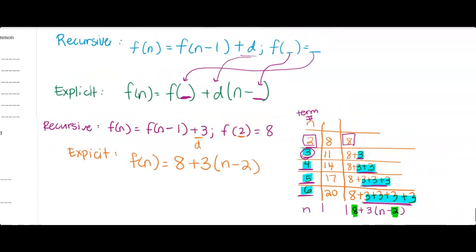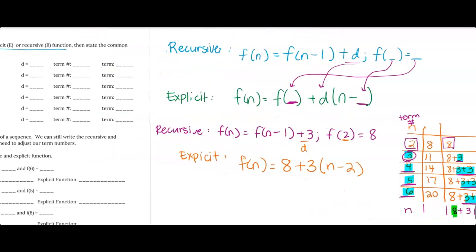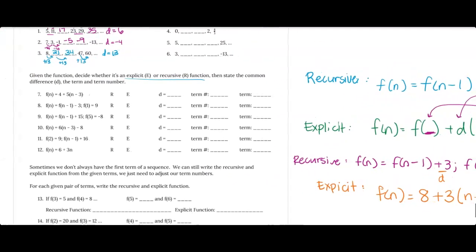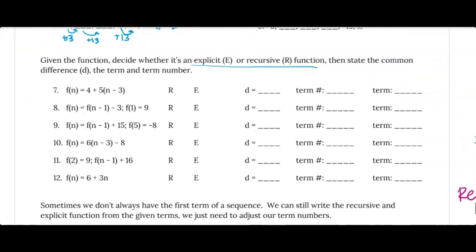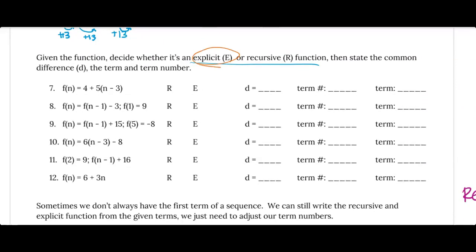So that was just like a little side cap to then help you see how to determine these. So on the worksheet, we want to determine if it's an explicit or recursive function. Then state the common difference, the term and term number given.